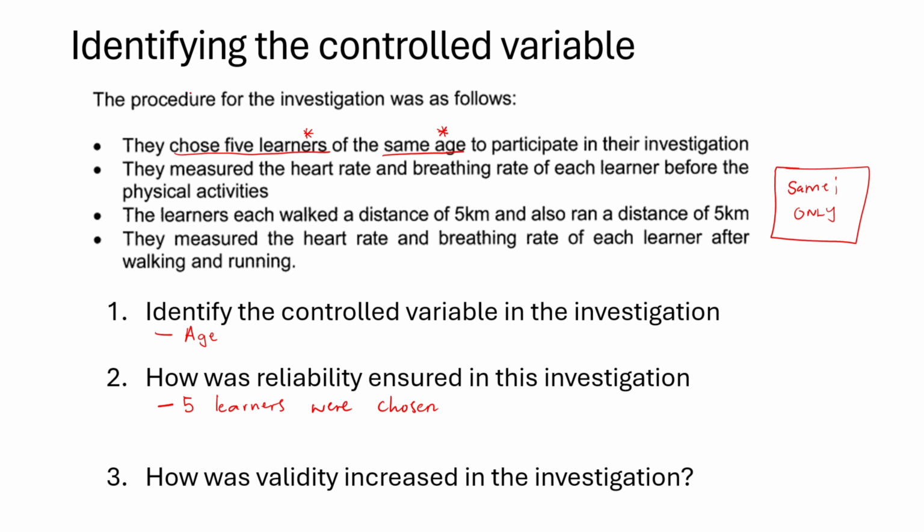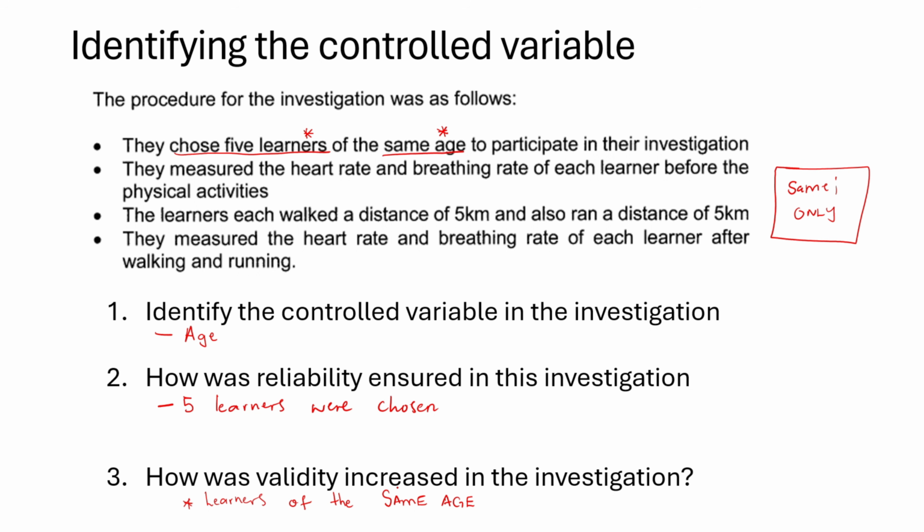For example, here they chose 5 learners of the same age group. So if you are going to talk about validity here, how was validity increased? You're going to talk about something that has been kept the same or kept constant, like here, the same age group. You're just going to say that learners of the same age were used, as long as you have the word same age. So the word same just gives you an idea on validity.